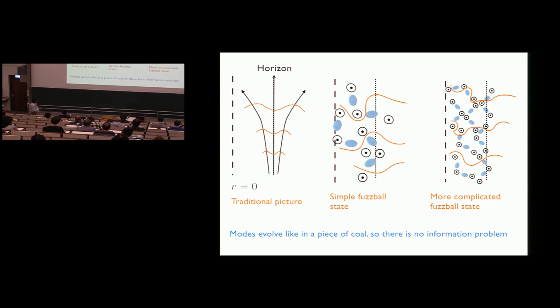Then that changed our picture for how things would evolve. In the vacuum, if the horizon was a vacuum, it just produced entangled pairs from the stretching of modes near the horizon.